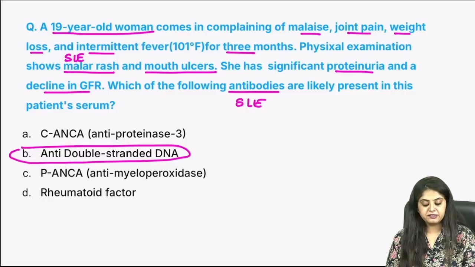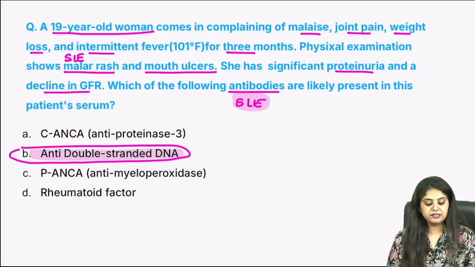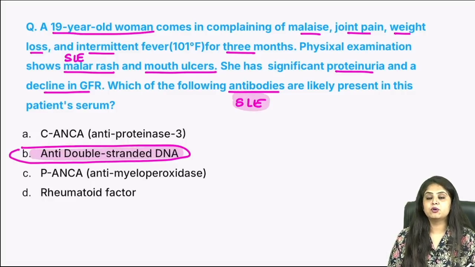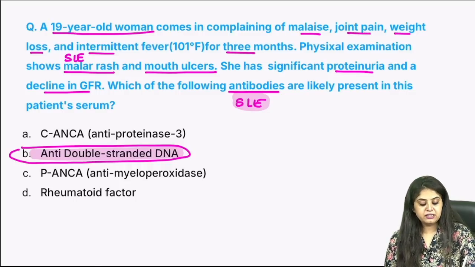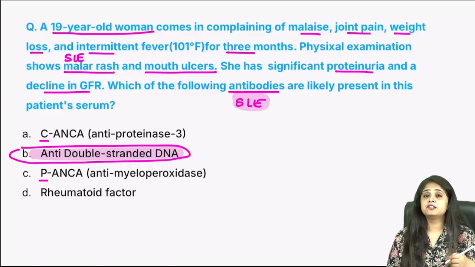Now coming back for SLE, they had asked you, so the antibody making sense is anti-dsDNA antibody. What you are going to write as one of the homeworks for you today is regarding C ANCA, P ANCA that we've discussed earlier, you will give me a list of the diseases which show C ANCA and P ANCA antibodies.